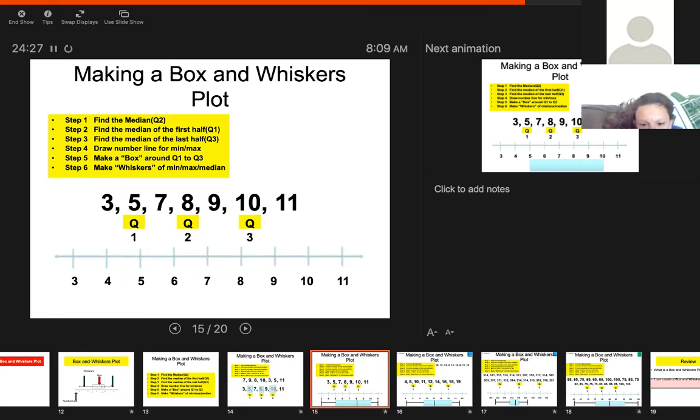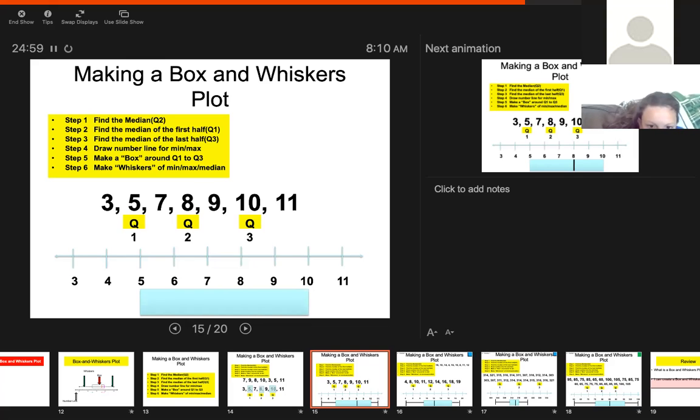The rest of the instructions right here tell you everything you need to do. We left off on step 3. We're on step 4. Draw a number line that includes the min and max. Done. 2 steps left. It says make your box from Q1 to Q3. Well, what's Q1? 5. What's Q3? 10. So I need a box from 5 to 10. There, I did it.